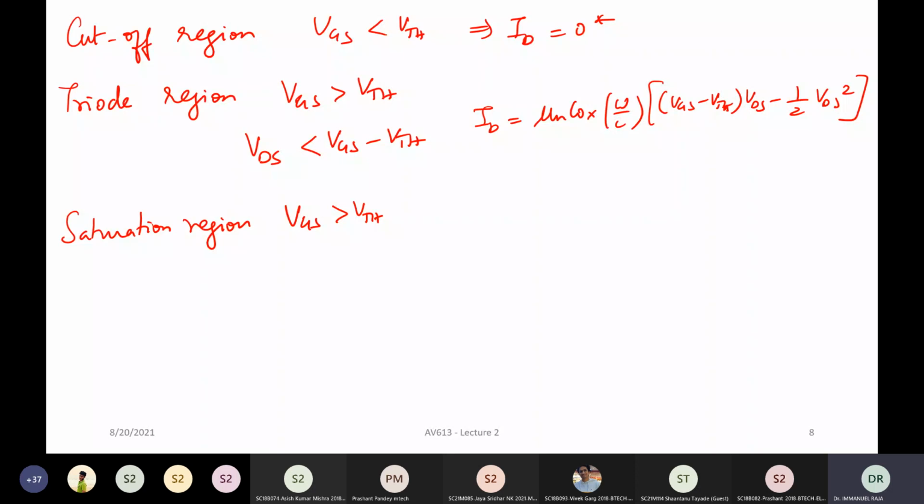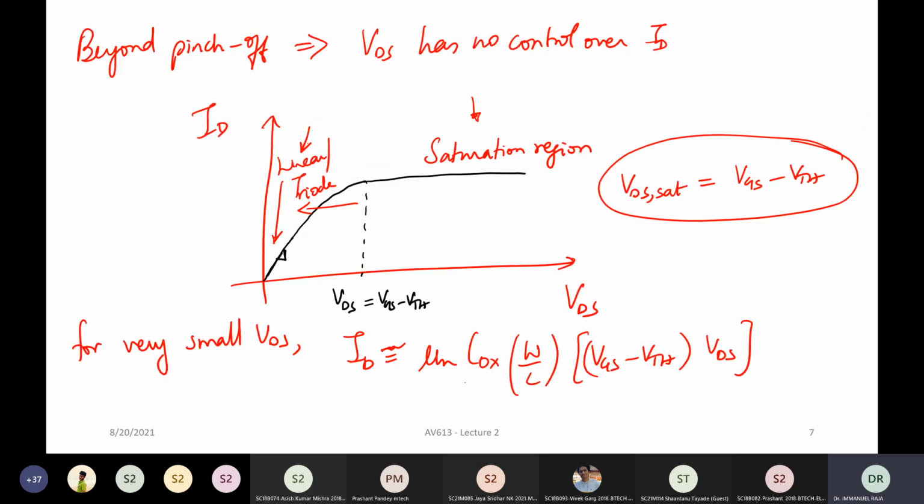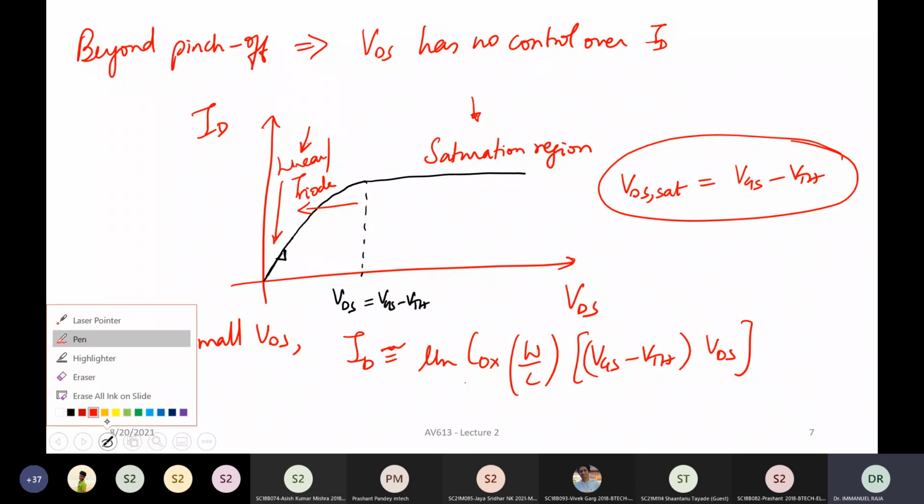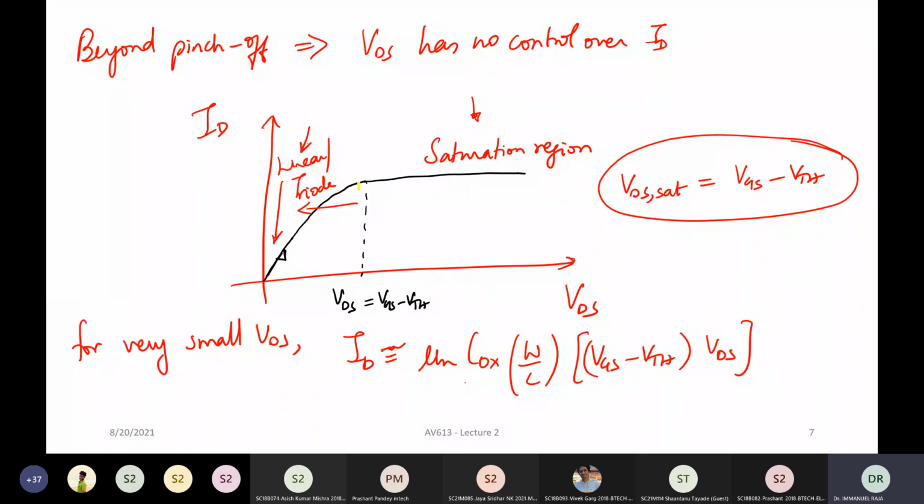Okay, that approximation is for very small VDS. This entire region is basically the triode region. All right. This whole thing is the triode region. You know, the nomenclature keeps changing. Some people call it the linear region, triode region.